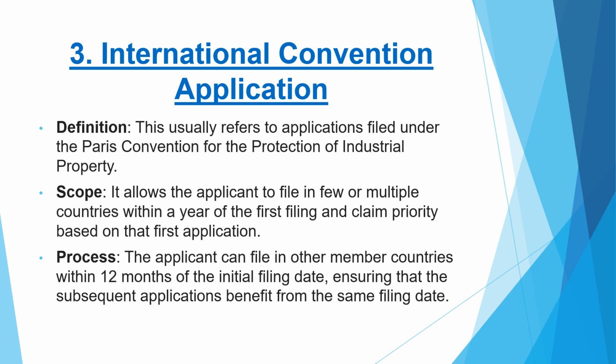Process. The application can be filed in other member countries within 12 months of the initial filing date, ensuring that subsequent applications benefit from the same filing date. Because when you file in other countries, in other jurisdictions, for patent protection, it will take priority from the first application, the initial application which you have made, and it will be deemed as if you have filed the application in those other territories on the same date on which the first provisional application was filed, because it has to take priority from that application.